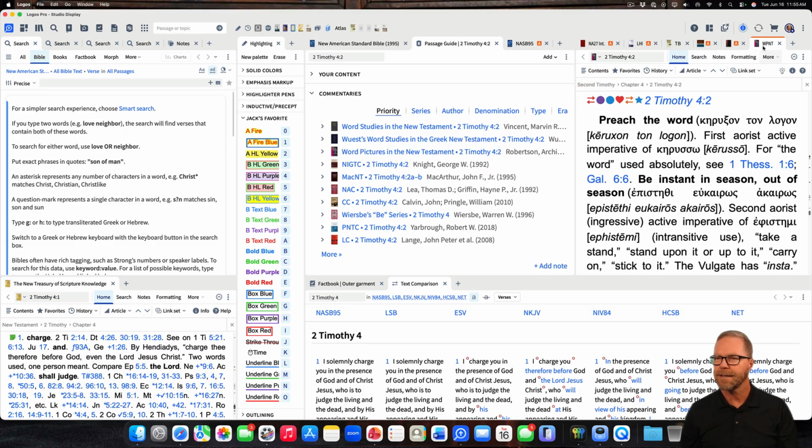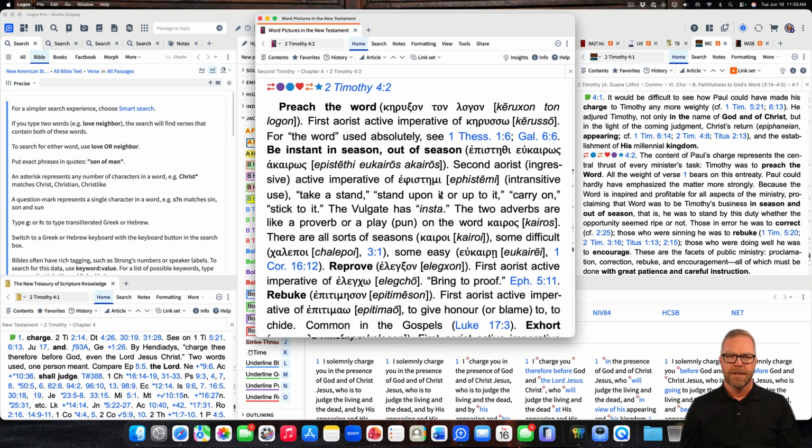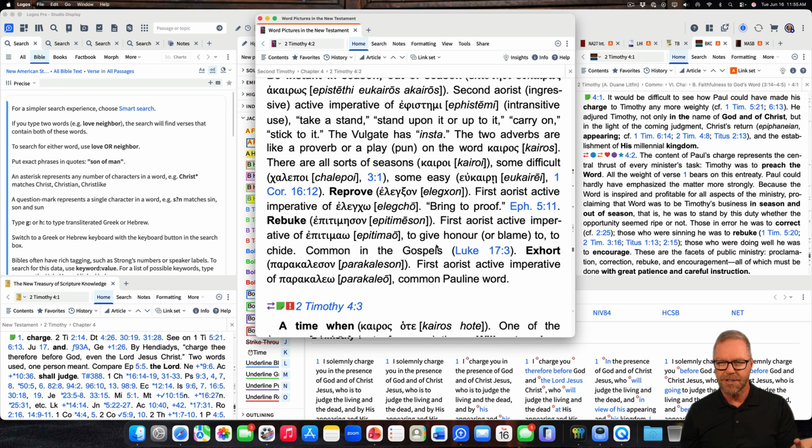Here's Robertson's right here. Let me show you this one. So you have preach the word, comments on it, a couple of cross references, be instant, in season and out of season, comments on that. Notice how he does give the Greek, but he also transliterates it so you can read it if you don't understand Greek. He gives you the Greek tense and stuff. So this is like the Linguistic Key to the New Testament by Cleon Rogers that I mentioned earlier. It's a little bit more technical, but you can go through here and it gives you key stuff, like first aorist active imperative. Now, if you don't know what that is, then it doesn't really help, right?